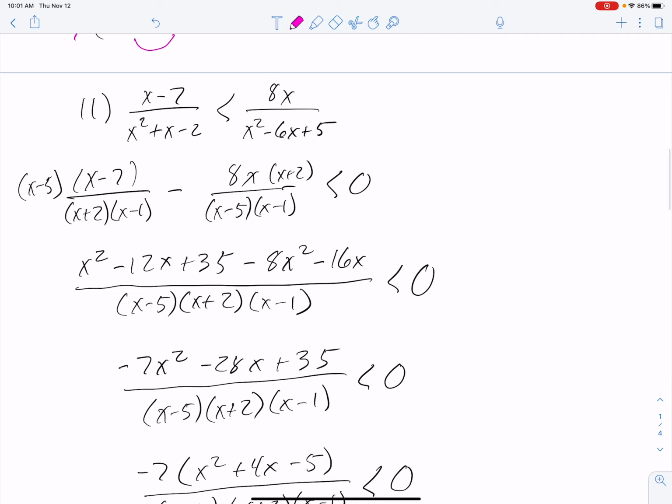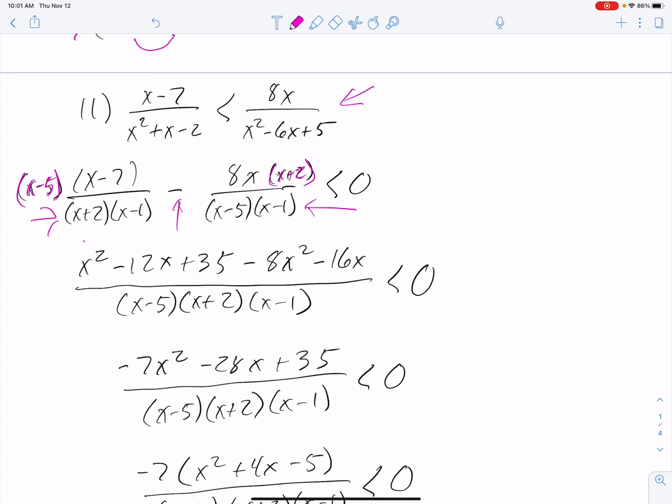Now, 11 is a little bit time-consuming, not necessarily tricky. First thing I have to do is move my 8x over x squared minus 6x plus 5 to the other side by subtracting it. At the same time, I factored my denominators so that I can figure out what I need for a common denominator. In my first fraction, I would need to multiply by x minus 5, since that's missing from the common denominator. In my second fraction, I would have to multiply by my x plus 2, since that's missing in that denominator.